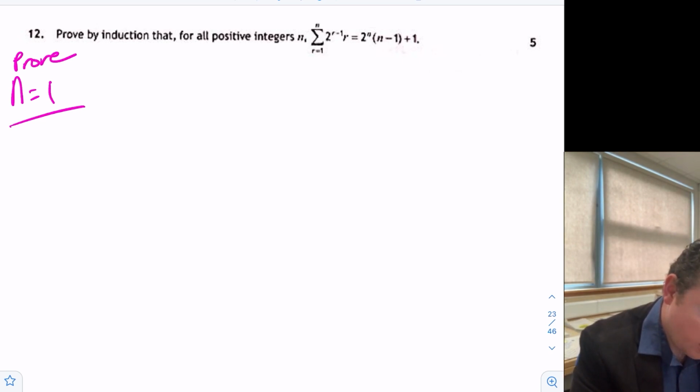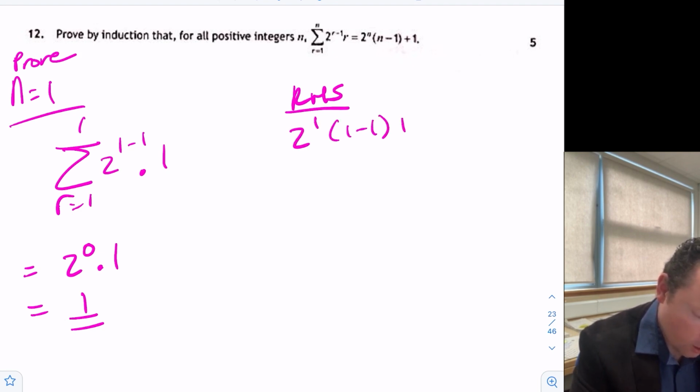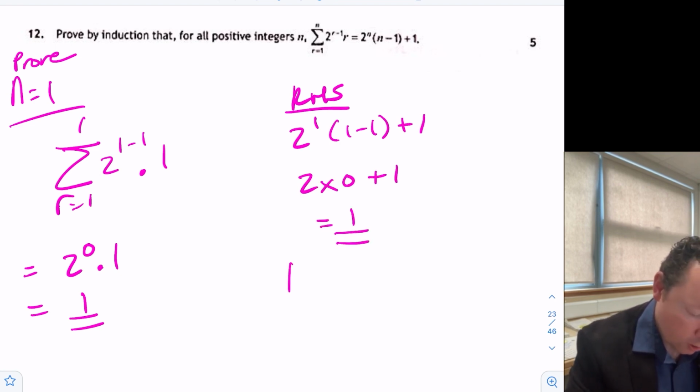So for the left-hand side, we get the sum from r equals 1 to 1 of 2 to the r minus 1 times r. Now that gives us 2 to the 1 minus 1, which is 2 to the 0, times 1, which is just 1. And the right-hand side: we get 2 to the n minus 1, with n equals 1, so 2 to the 0, plus 1, which equals 1. So it's true for n equal to 1.